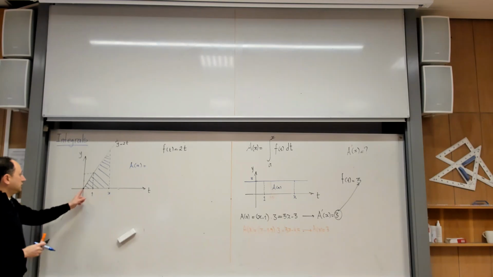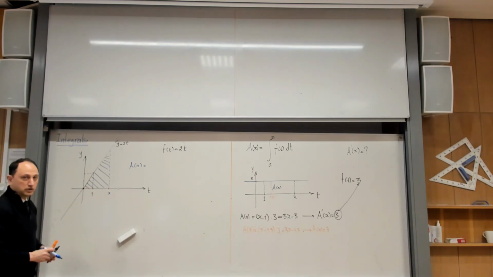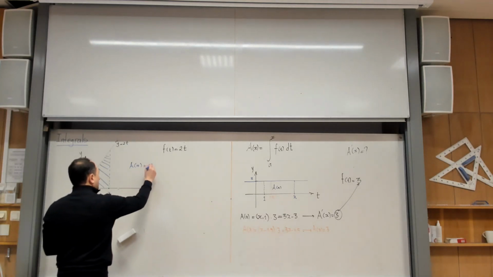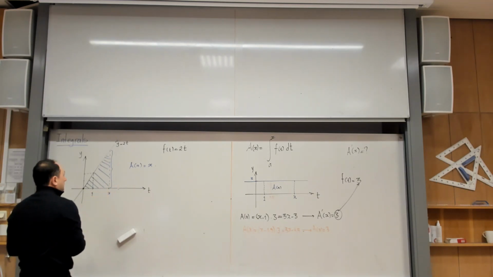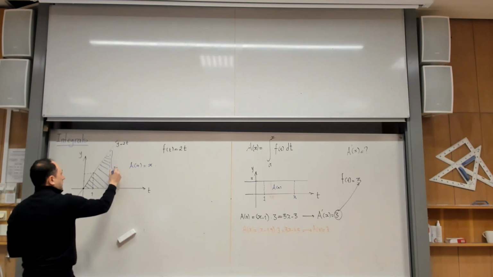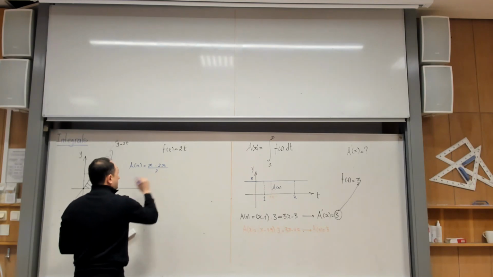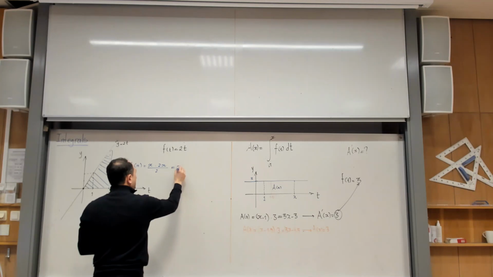I have to calculate this length multiplied by this height, but because this is a triangle, I have to divide by 2, yes? So what is the answer? From here to here is x, multiplied by this height. Can you tell me what this height is? 2x, yes, because that's the function. So I multiply by 2x, but I have to divide everything by 2 because that's the triangle. And then what do you get? You get x squared.